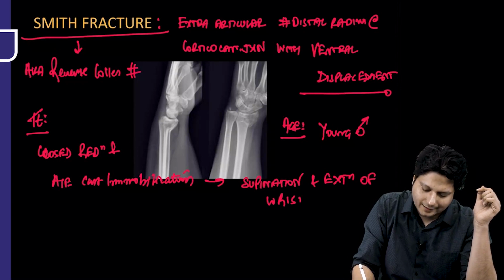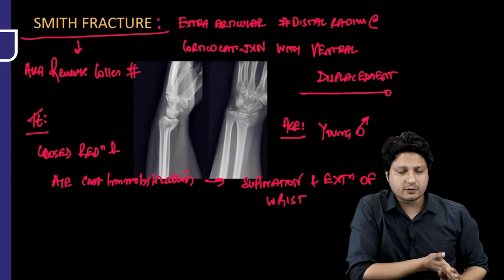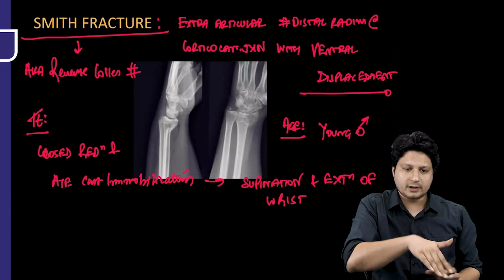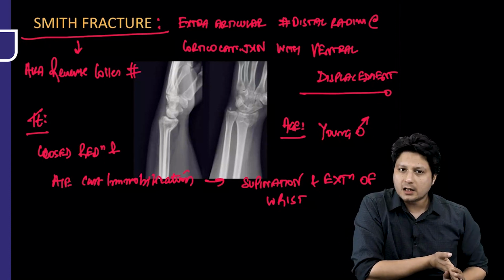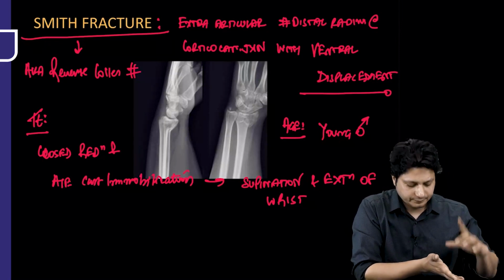Alright. If you look at the cast of the Smith, it is immobilized in supination and with extension of the wrist. While in case of Colles, it was immobilized in pronation, flexion and ulnar deviation. Here it is immobilized in extension and supination of the wrist.